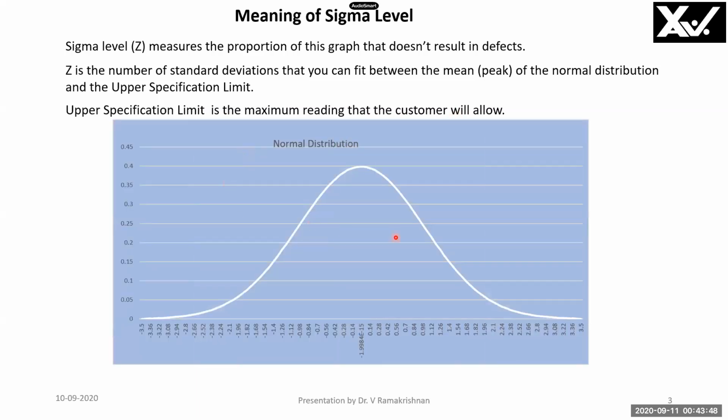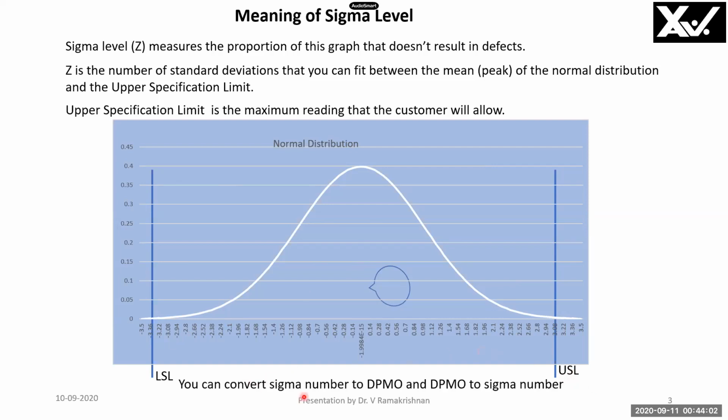Now this is a normal distribution curve. This is a lower specification limit fixed by the customer, higher specification limit fixed by the customer. The mean is given at the center, and LSL and USL I have written here. Now, you can convert sigma number to DPMO. DPMO means defects per million opportunities, to sigma number, that is Z value. Now here sigma is the standard deviation of this process, and Z level is here, that is the mean and the upper specification limit. Between these two, this much distance is there.